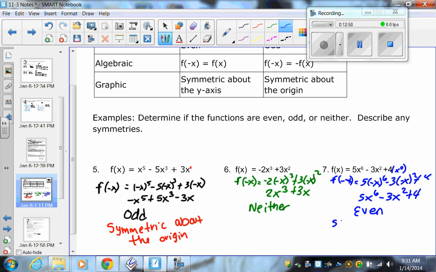And we would say that it is symmetric about the y-axis.